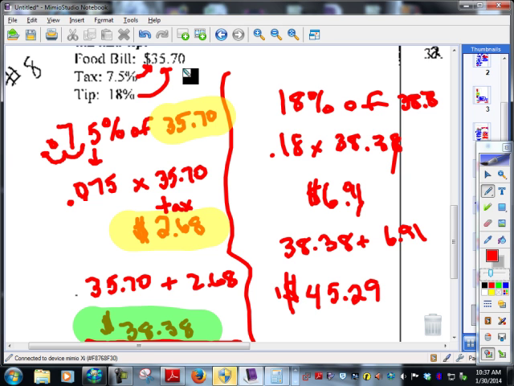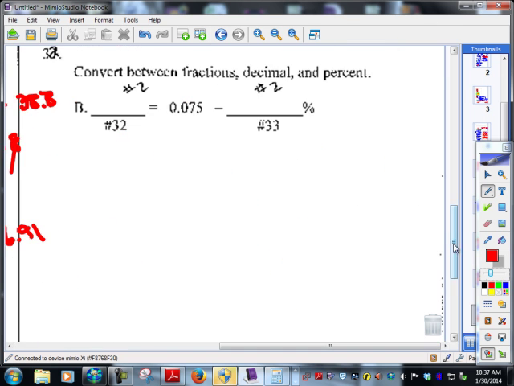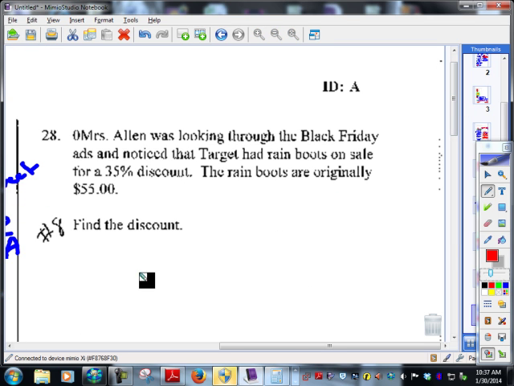Because when you get your bill, they've already calculated the tax and added it in. So what it says on your bill is $38.38. That's what your bill says. Then you take $38.38 and you figure out your tip amount. But I got to go on, because we got to hustle here.